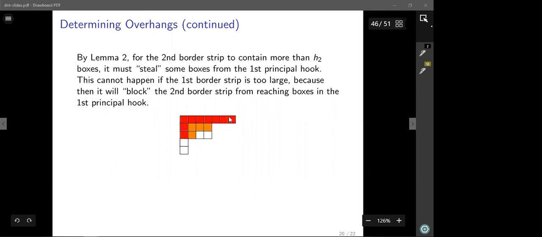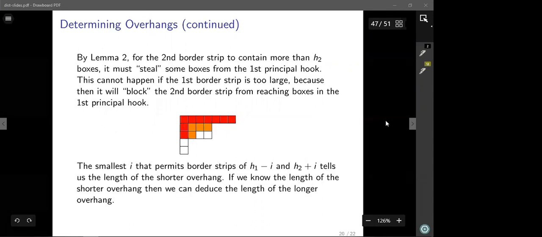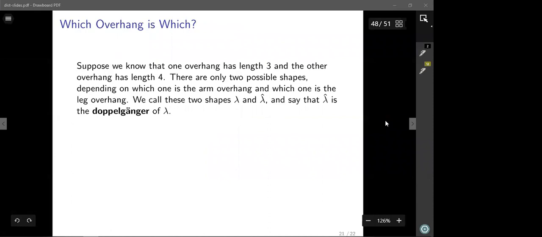So anyway, that's a little bit fast, but let me just leave it at that. You just look at the geometry of these first 2 things, and that gives you a way of figuring out what these 2 things are. Okay, and then which overhang is which? With this argument, you can figure out that there's an overhang of length 3 and an overhang of length 4. But which one's the arm and which one's the leg?